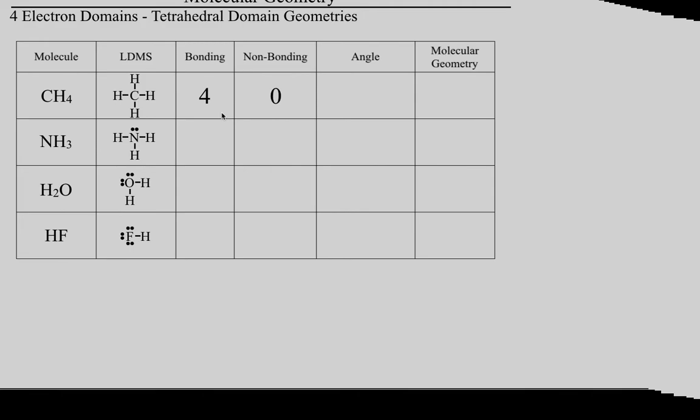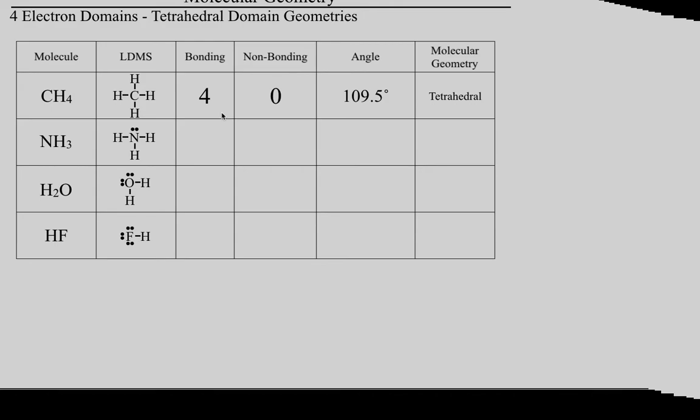So guys, what are those angles? You already know the answer. 109.5 degree angles. And what do we call this shape? Tetrahedral. So guys, this is a tetrahedral molecular geometry as well. So now you're going, wait, I thought all of these were tetrahedral. Guys, they're all tetrahedral domain geometries. This is also a tetrahedral molecular geometry. Let me explain that by looking at the next example. Guys, NH3.